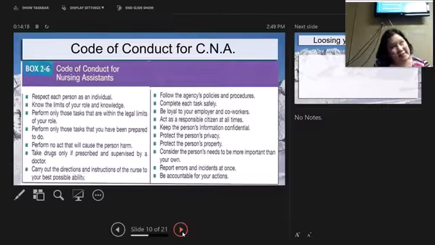Keep your person's information confidential, we've already talked about. Protect the person's privacy. Protect the person's property. Consider the person's needs to be more important than your own. Report errors and incidents at once and be accountable for your actions. All of those things we've already talked about are going to be on your national exam, as easy questions that seem simple, but that is the correct answer.